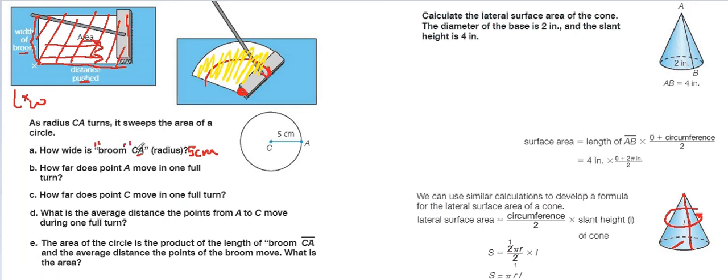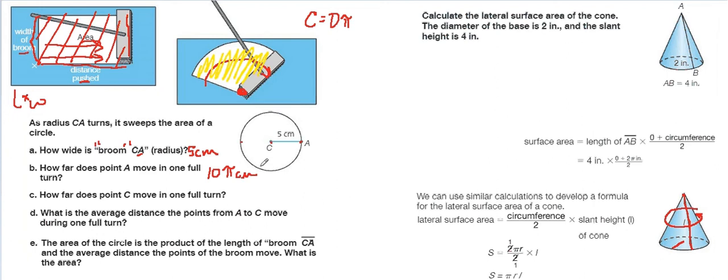How far would point A travel if it makes it all the way around? Well, that's another way of saying what's the circumference. Remember, circumference is found diameter times pi, or 2r times pi. So the diameter, if it goes all the way across, is 10, right? So 10 pi centimeters, or 31 4/10 centimeters.